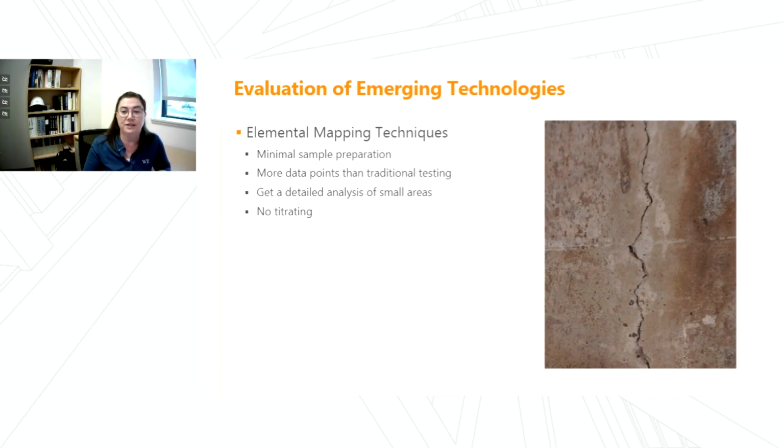So if you think about with the traditional testing, when we have to take that slice and we get one data point for an entire slice, with the mapping techniques, we can take several measurements in the same amount of area that we could just get one measurement from before. So this helps a lot, especially at, say, the surface of your core where you're trying to get more data points. You also can get a more detailed analysis of a very small area. So when you're looking at something like a crack, we can see how that chloride is diffusing through the crack by using these mapping techniques. And for all the chemists out there, it's very nice because there's no titrating involved.